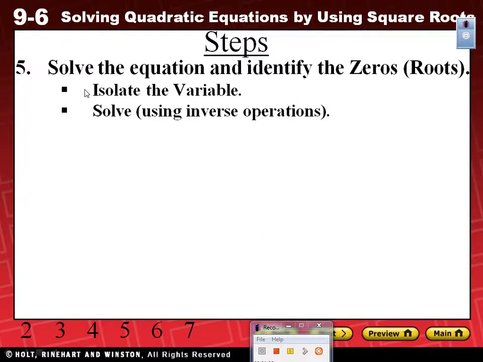And there are two things that we're going to do today with that. We're going to isolate the variable and solve using inverse operations. Those are the two steps that we need to remember. Isolate the variable and solve using inverse operations. Tell your neighbor what we're going to do. Very good. So by solving the equation to identify the roots or the zeros of the x-intercepts, we do two things: isolate the variable and solve using inverse operations. Okay?